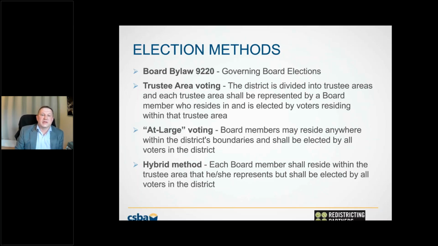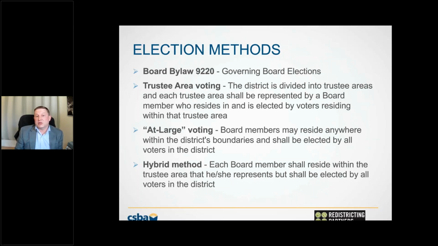Those are trustee areas, in which you have individual trustees assigned to trustee areas within the district, and those trustees are elected from members of the public within each of those districts. And then there is also the at-large method, in which the district as a whole votes for all of the board members at your district.